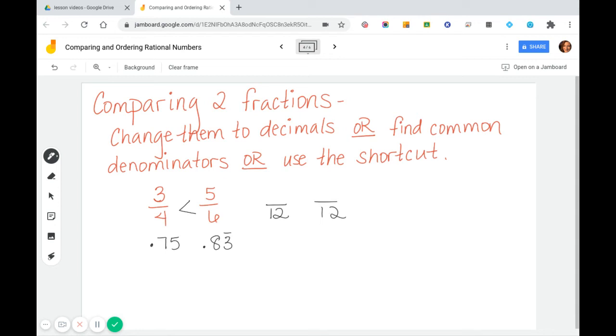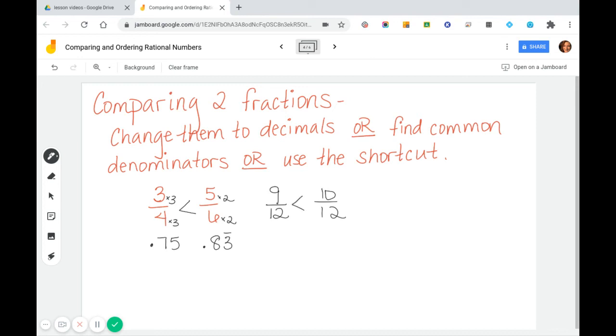To get from 4 to 12, I have to multiply by 3. So also take the top number times 3. 3/4 is equivalent to 9/12. In other words, 9/12 reduces to 3/4. To get from 6 to 12, I'm going to multiply by 2. So then I also take the 5 times 2 and I get 10. 5/6 and 10/12 are equivalent. 9 out of 12 is less than 10 out of 12.